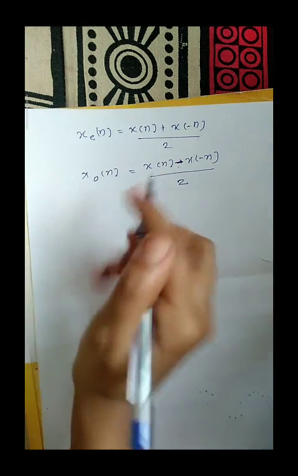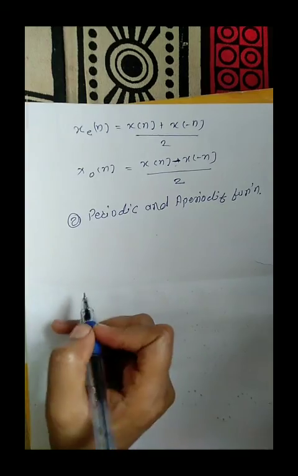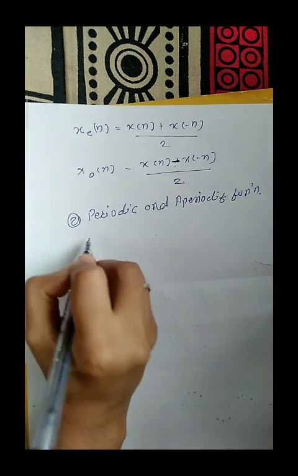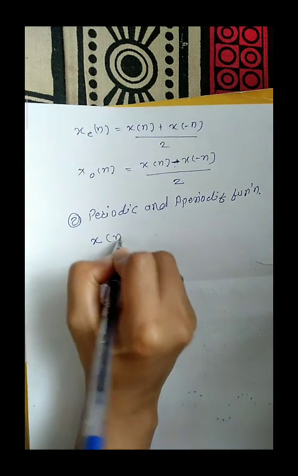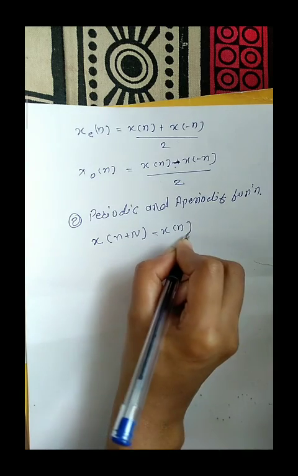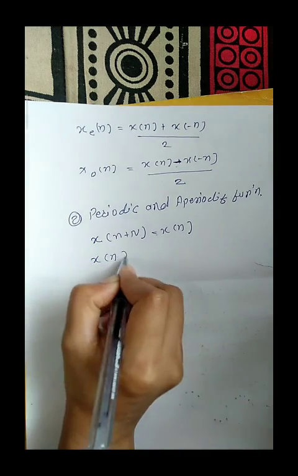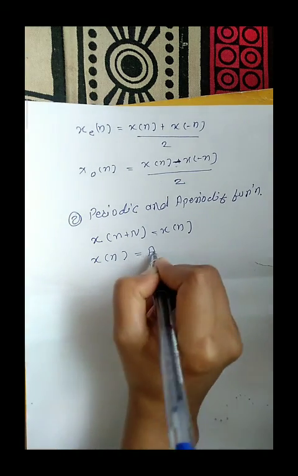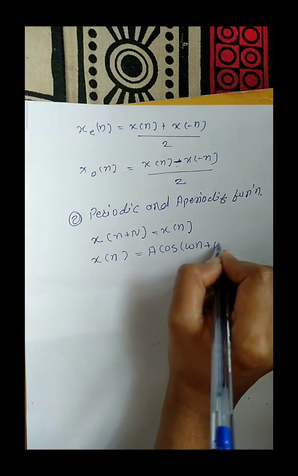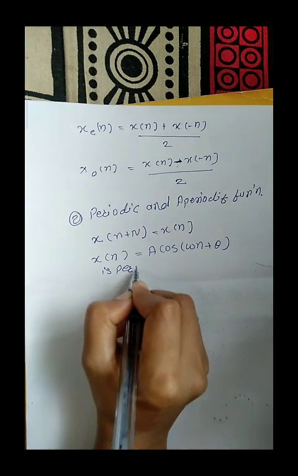Next, second is periodic and aperiodic function. What is a periodic and aperiodic function? Here one formula is there. x of small n plus capital N is equal to x of n. And x of n is equal to A cos of omega n plus theta is a periodic function.